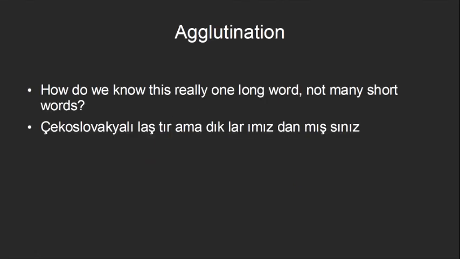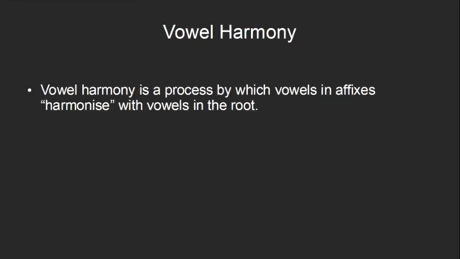You may be asking, how do we know this is really one long word and not just a lot of short ones? The answer is, we know it is one word because of vowel harmony. Vowel harmony is a process where vowels in affixes change to become more similar to the vowels in the words that they are added to. If vowel harmony applies, then we know something is an affix, and if it does not apply, then we know it is a separate word.